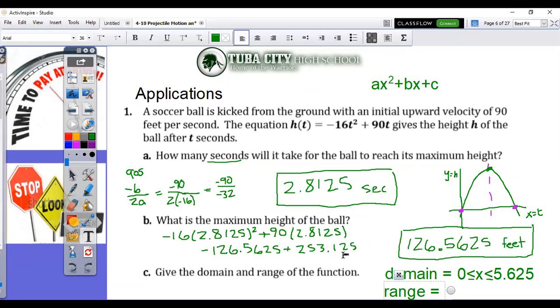So let's go ahead and find the range. So the range are the y values. So how high and how low did the ball go? Well, the ball started out on the ground, so we must include 0. And the y, or the height, was between 0 and the maximum height, which is 126.5625 feet.